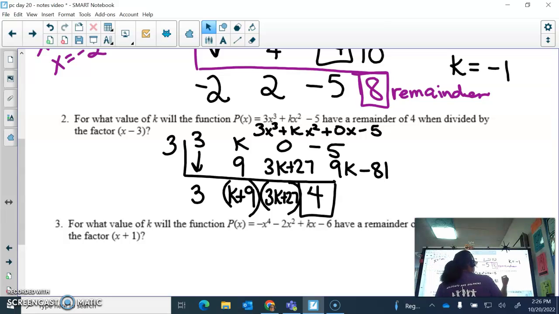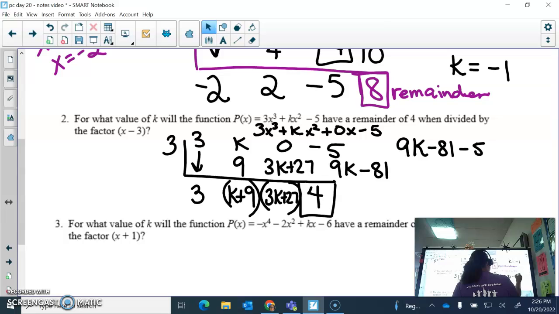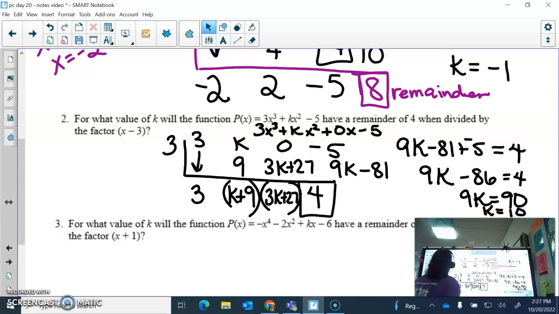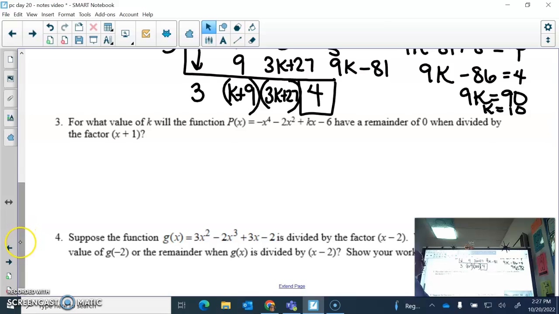So now I have an equation: 9k minus 81 minus 5, or plus negative 5, equals 4. So 9k minus 86 equals 4. I'm going to add 86 to get 90, and so k is 10. So for number 3, you can decide which way you want to do that one. I'm not going to do that one with you for time's sake.